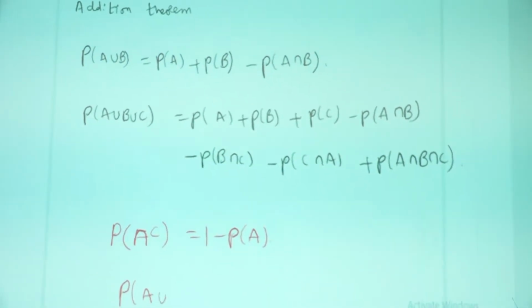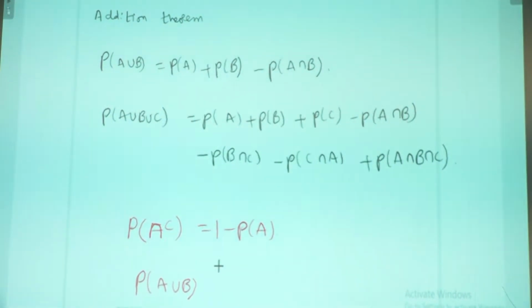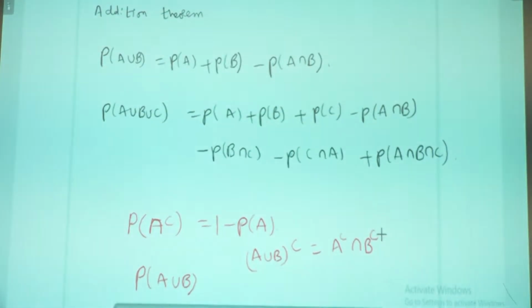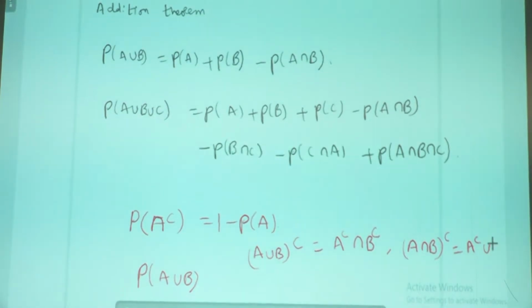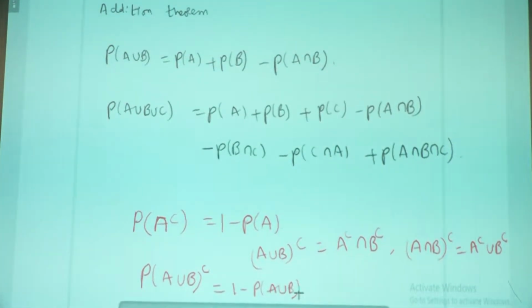P of A union B, or how you write A union B whole complement? A union B whole complement is equal to A complement intersection B complement, right, by using De Morgan's laws. And A intersection B whole complement is equal to A complement union B complement. So P of A union B whole complement will become 1 minus P of A union B, and so on. You can extend it.